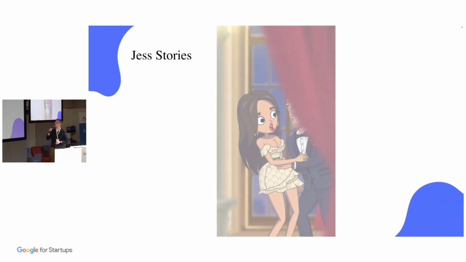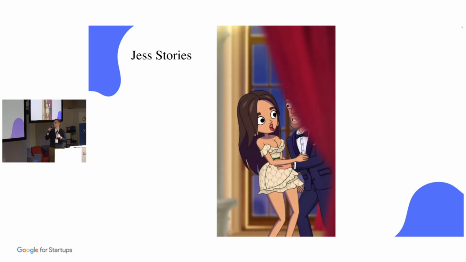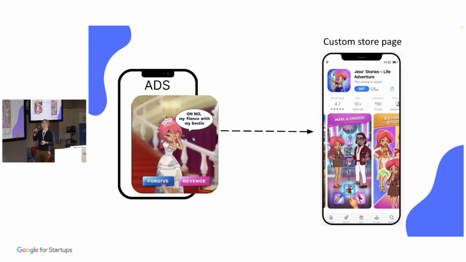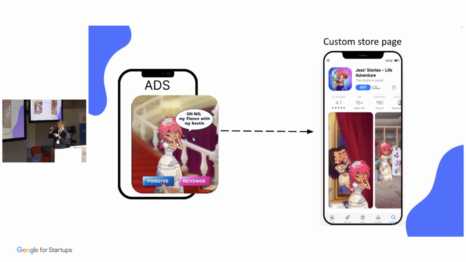So here's one of our examples. It's an advertisement of a story game. It's about revenge and cheating, and here's this advertisement, and it was our default page, and we created a custom page. We just added 2 screenshots at the beginning, and that's it. That's all. It's all the difference. So our install rates have been raised up to 20%.